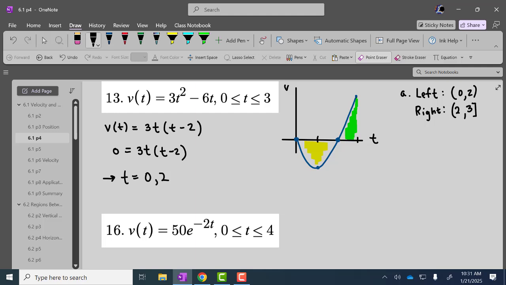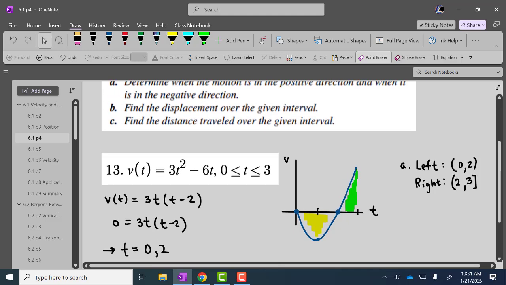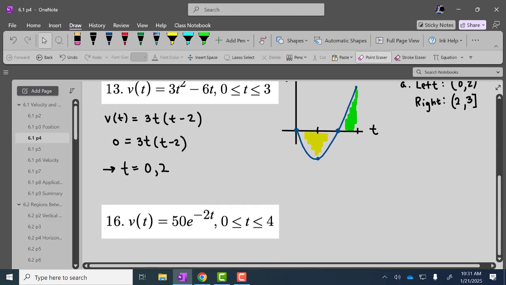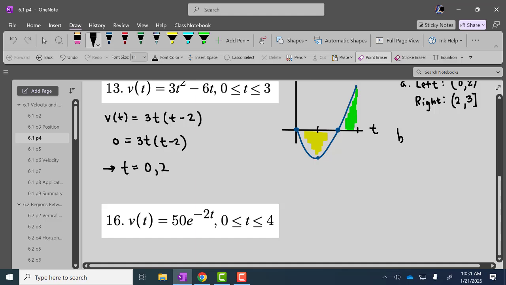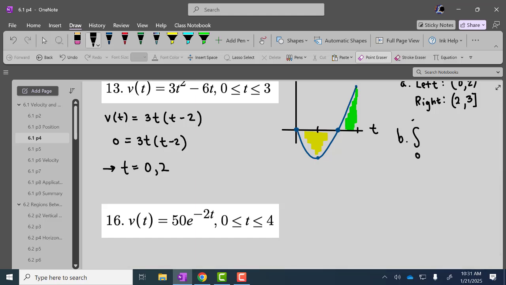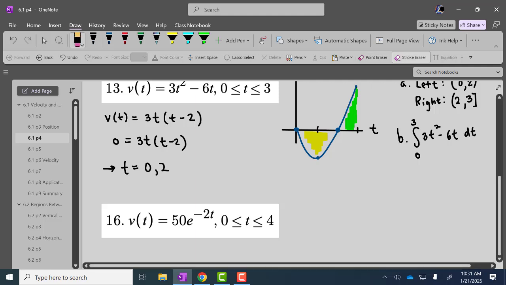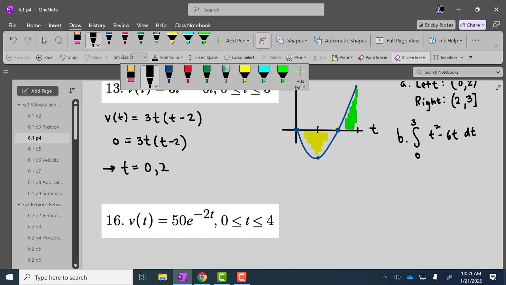And then the next thing said find the displacement. So that's part B. So the displacement, that is the integral on the time interval. So we're integrating from 0 to 3. And we've got a function. It's not a piecewise defined function, so that's great. Our life is always easier when we don't have piecewise defined functions. Piecewise defined functions are always more complicated.